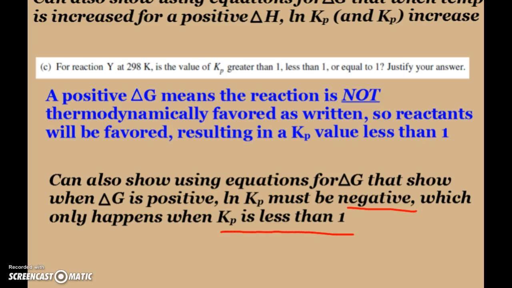Again, if that floats your boat, fantastic, but we practice so often remembering what delta H, delta S, and delta G mean, what they tell us. Delta G, not thermodynamically favored, will have a K less than 1. If delta G is negative, it is thermodynamically favored, we would have a K greater than 1.